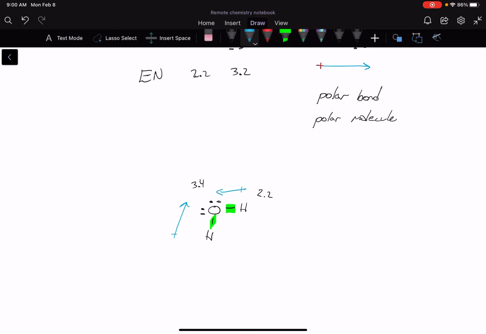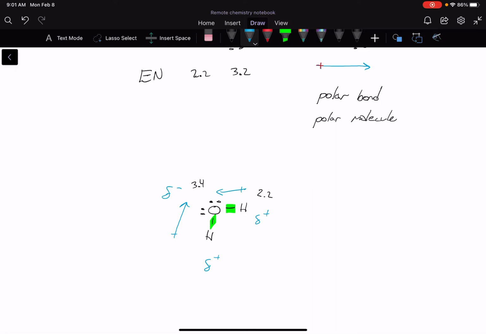I'm going to draw my positive tails. And so those electrons are clearly being pulled towards one end of this molecule. And so if I draw my partial charges, the oxygen will have a partial negative charge, and then each hydrogen will have a partial positive charge.